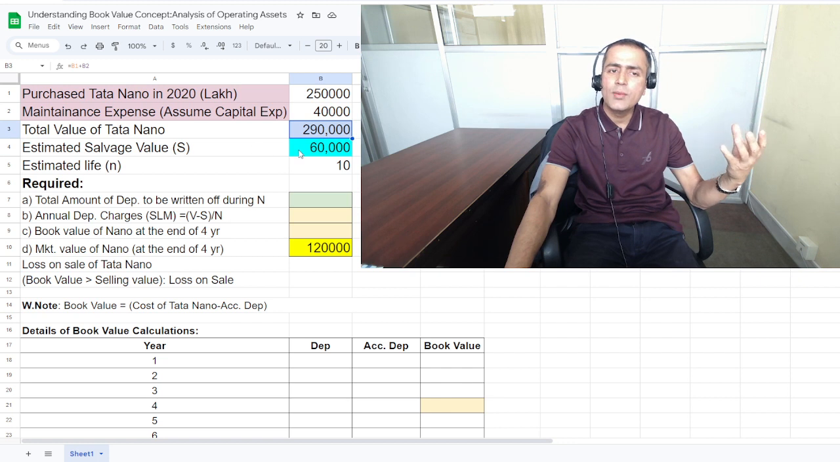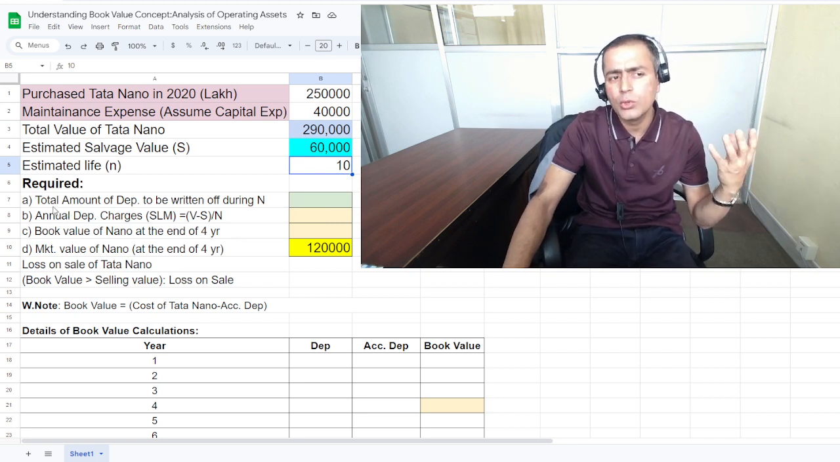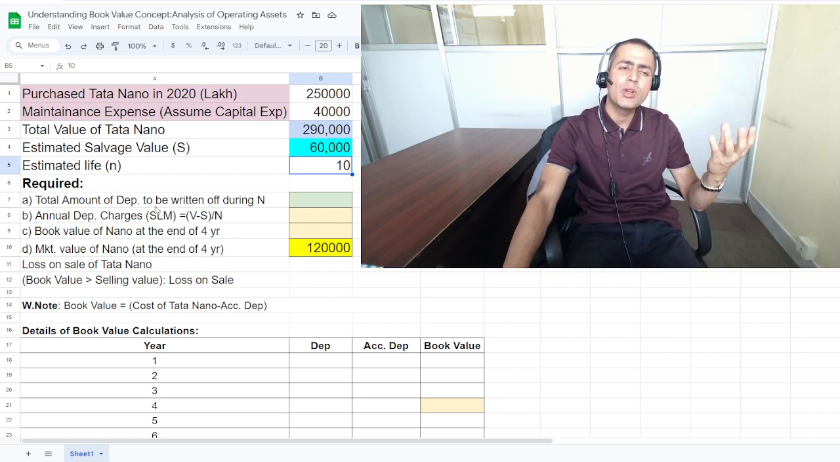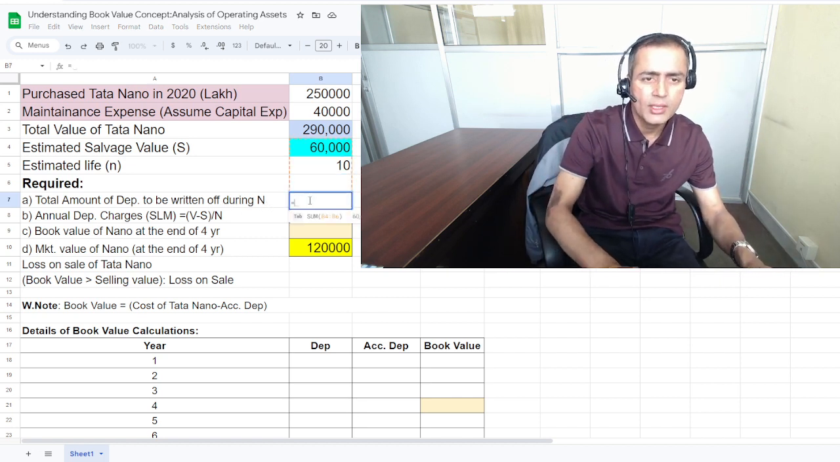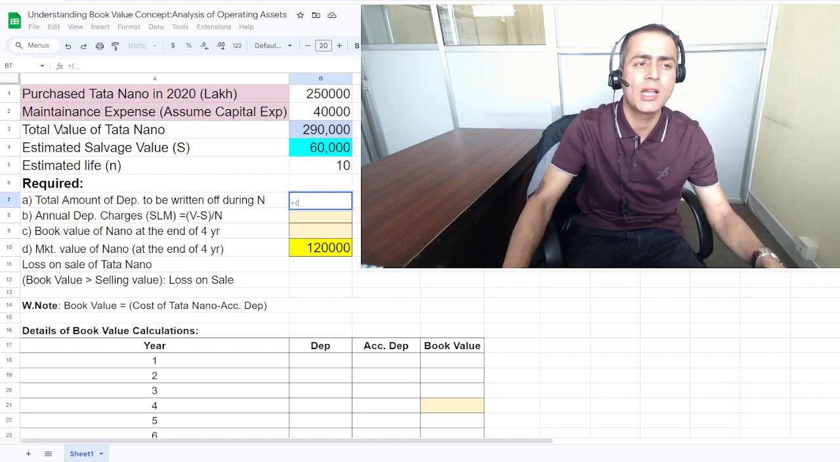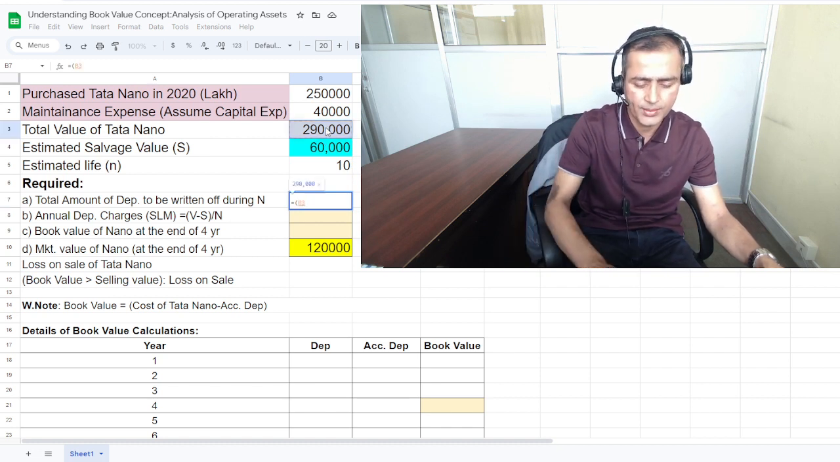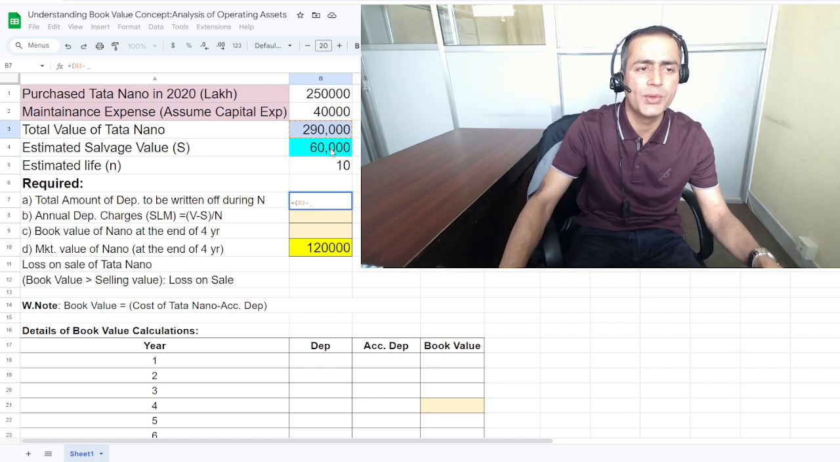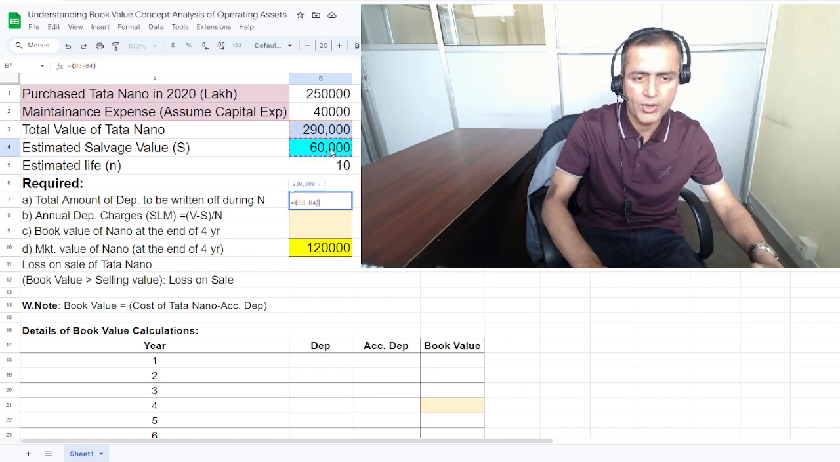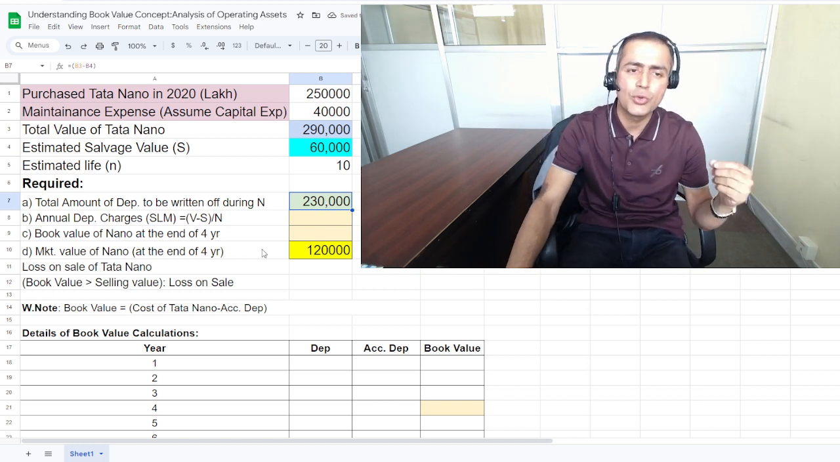Now you are given 60,000 as a scrap value or salvage value. Life is 10 years. Now the question is about the total amount of depreciation to be written off during the end period. So you just have to recall, this is just V minus S. In our case, we just calculated V, the total value of the Tata Nano, is 2,90,000, while the salvage value or scrap value is 60,000. So you would have 2,30,000 as your total amount of depreciation to be written off.